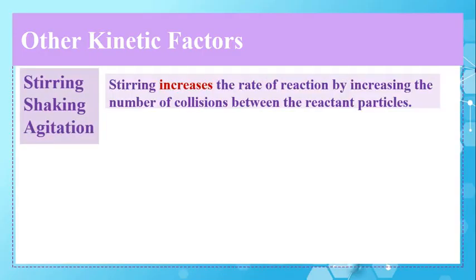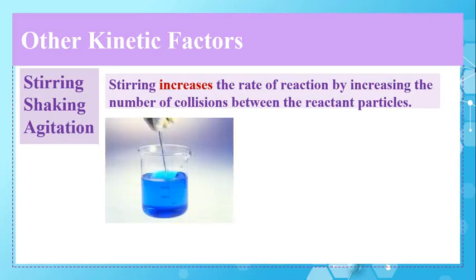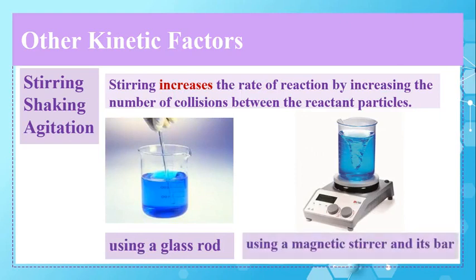Stirring also increases the rate of reaction by increasing the number of collisions between the reactant particles. Stirring can be done using a glass rod or using a magnetic stirrer and its bar.